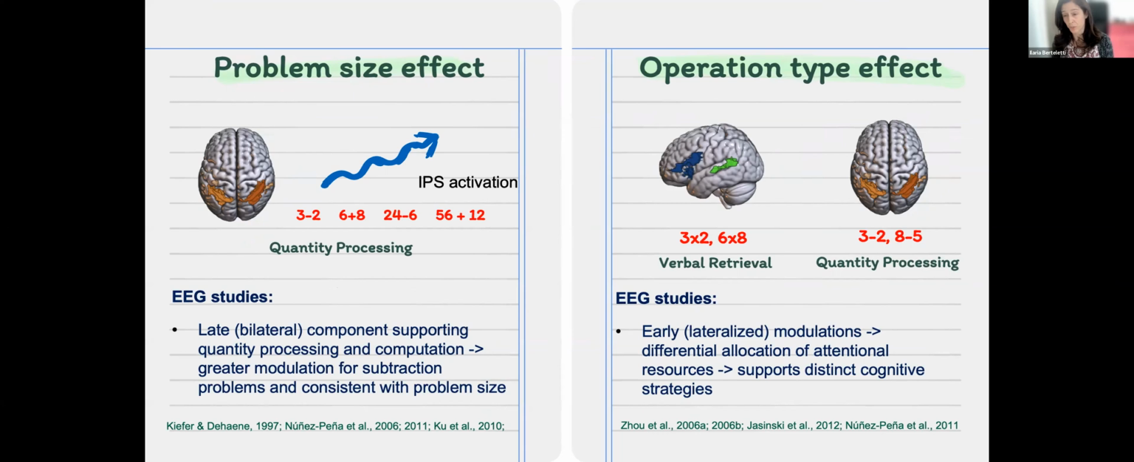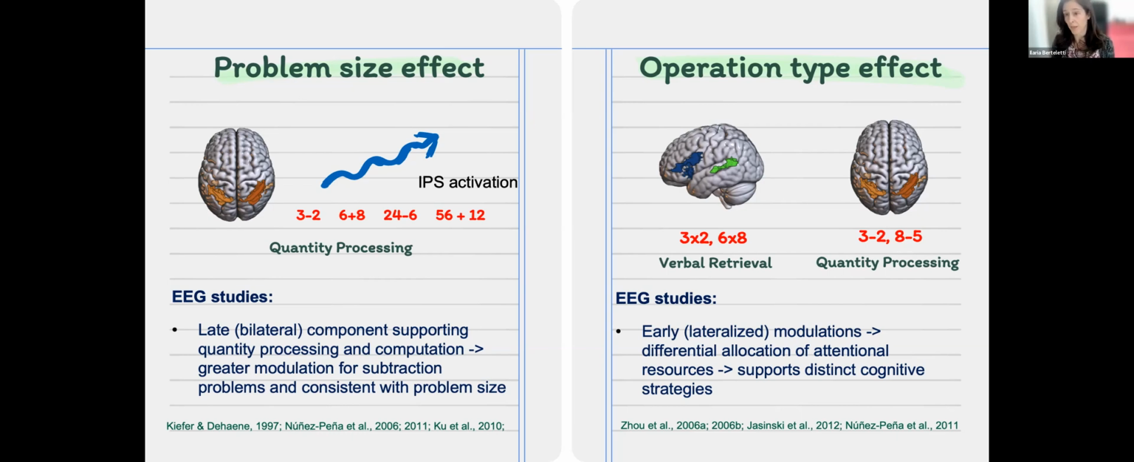In our study, we're going to leverage two effects that are very robust in arithmetical cognition. One is the problem size effect on the left-hand side of our slide, and this has been shown to rely on the intraparietal sulci bilaterally, with increasing problem size or magnitude, increased activations. EEG studies have found that problem size also modulates a later bilateral posterior component, and activations over this area seem to be modulated consistently with problem size, and also to be more evident on operations such as subtraction problems.